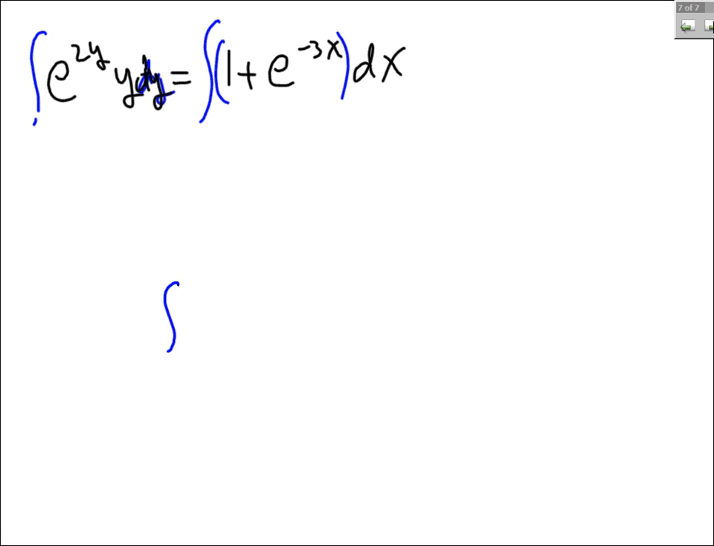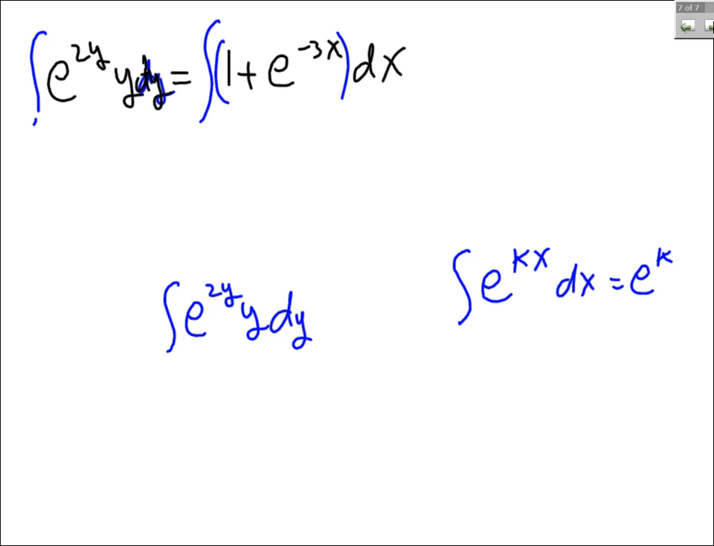So what is the integral of e to the 2y times y dy? Well, this is a problem that we do by parts. First let me recall something for you. The integral of e to the kx dx is going to equal e to the kx divided by k plus a constant.